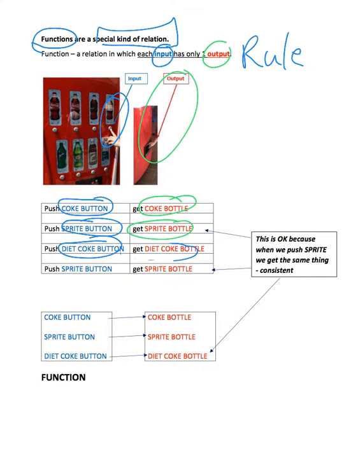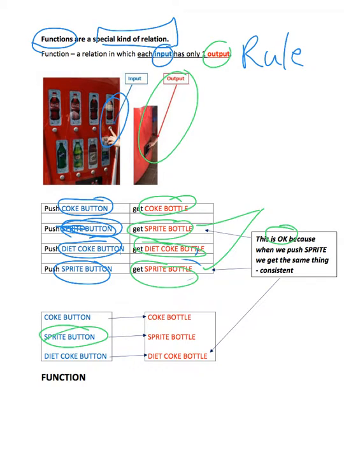If you go back to Sprite like you did before, you should still get a Sprite. It should be the same. So even though we wrote down the Sprite twice, that's okay because it's the same thing. You push the Sprite button, you get a Sprite. And that's what we see here. You push the Sprite and you get Sprite. And that means you have a function.